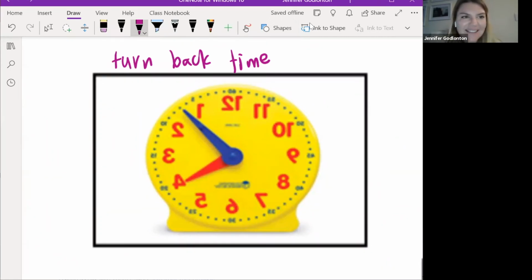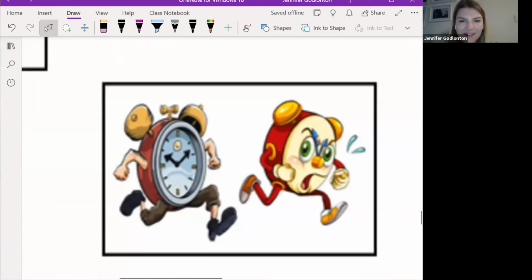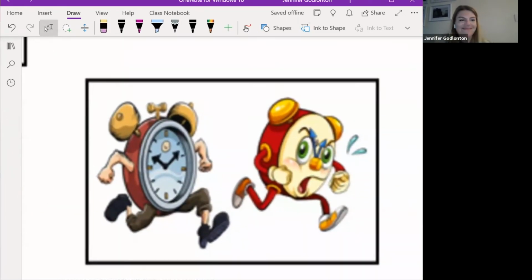Okay, let's try our second one. So this one is turn back time. Let's see if you can get this one. Running out of time, no. Time out, no. Chasing time, no. Race against time, that's a good one, but no.